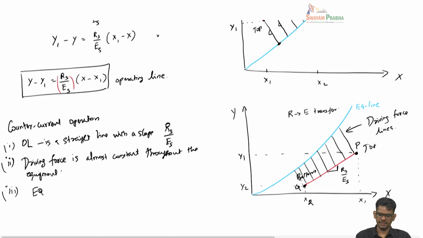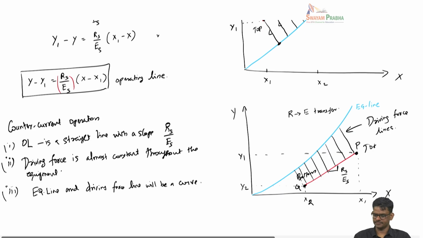The equilibrium line and driving force line will be a curve because of the mole ratio units. The statement that if the mole fractions are less than 0.1%, you can use mole fraction and mole ratio units interchangeably also applies here. Okay, that's very general here. But the only thing to note is the slopes are positive in the case of countercurrent and negative in the case of co-current.